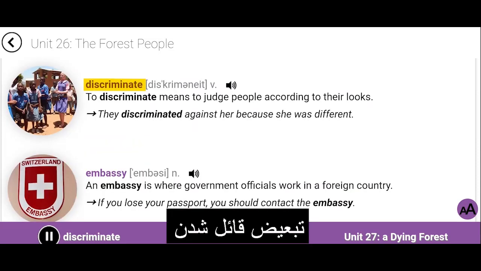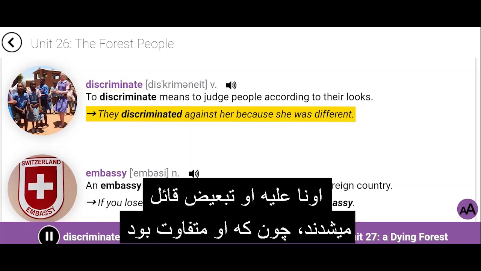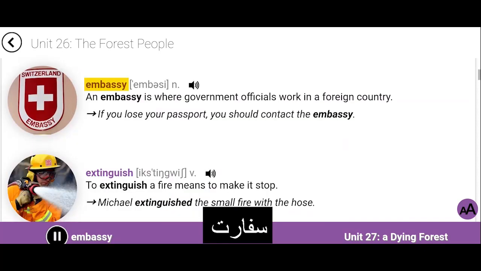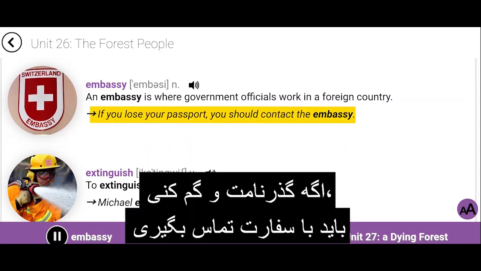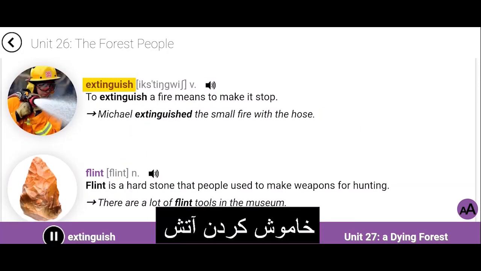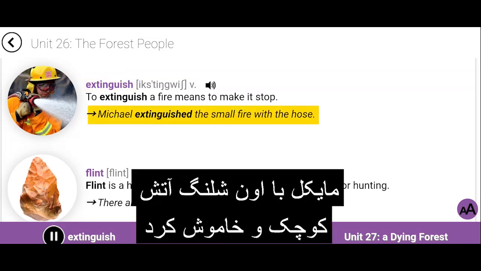Discriminate. To discriminate means to judge people according to their looks. They discriminated against her because she was different. Embassy. An embassy is where government officials work in a foreign country. If you lose your passport, you should contact the embassy. Extinguish. To extinguish a fire means to make it stop. Michael extinguished the small fire with the hose.